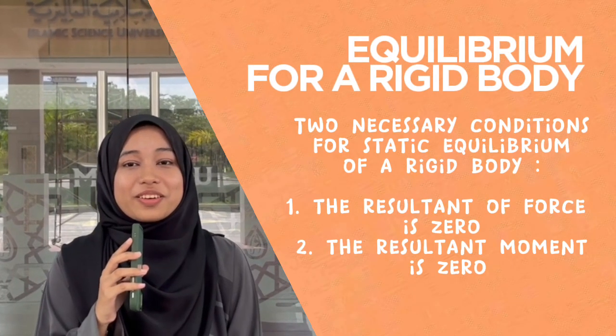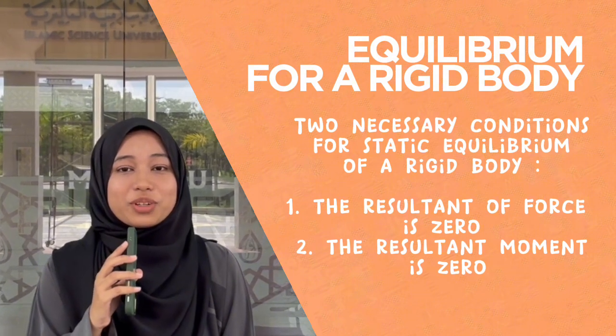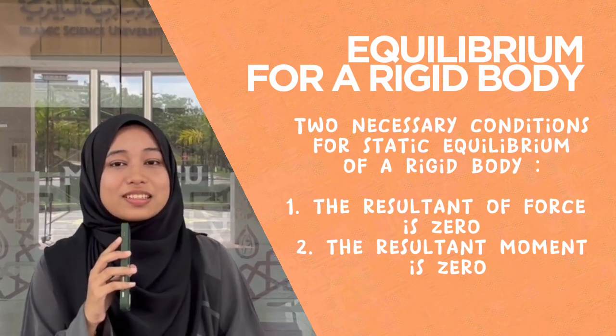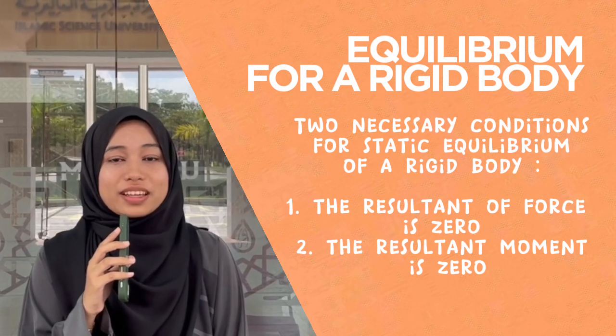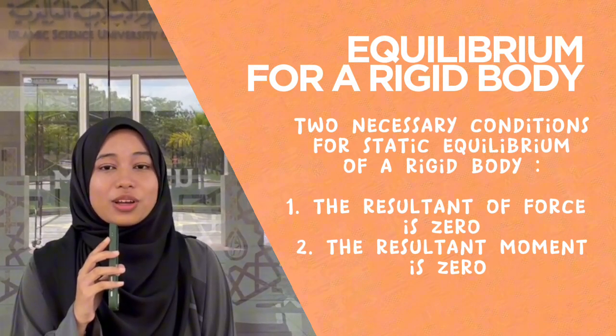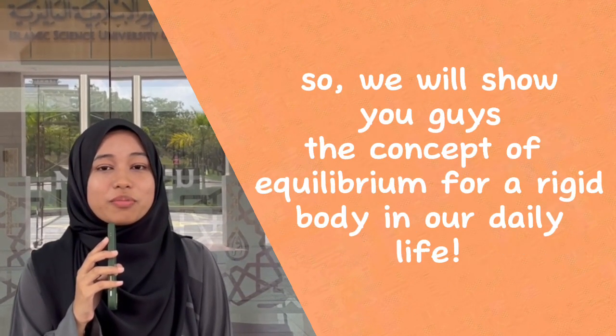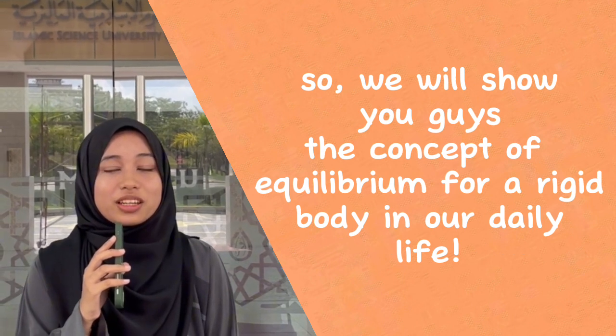Two necessary conditions for static equilibrium of a rigid body. First, the resultant of force is zero. Second, the resultant moment is zero. So, we will show you guys the concept of equilibrium for a rigid body in our daily life.